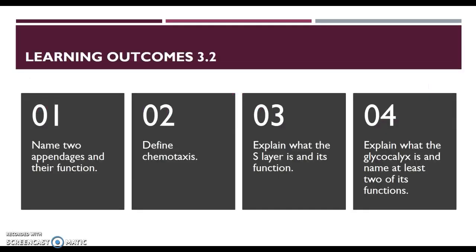The learning outcomes for this section of the chapter and this mini lecture are first to name two appendages and their function, define chemotaxis, explain what the S layer is and its function, explain what the glycocalyx is, and name at least two of its functions.